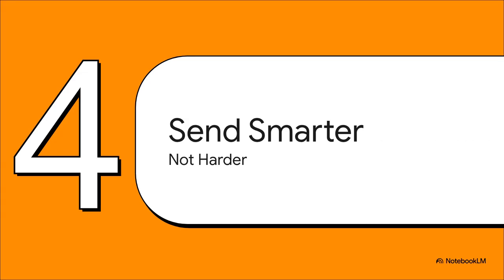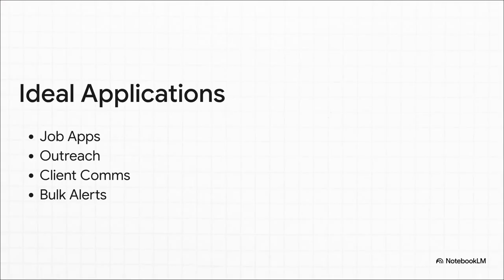Which leads us to section 4, send smarter, not harder. Think about who really benefits from this. It's absolutely ideal for job applications, letting you blanket the market efficiently without losing your mind. It's perfect for business outreach and sales professionals who just need to contact a ton of leads. And it works wonders for client communication, like sending out bulk notifications or updates. Basically, whatever your use case is, if you need to reach multiple people with the exact same core message and attachments, this entirely changes your workflow.